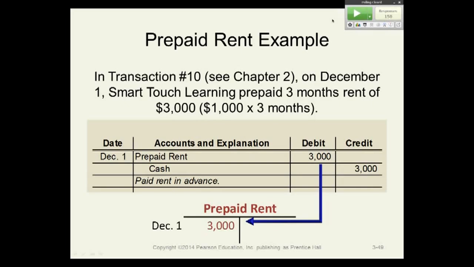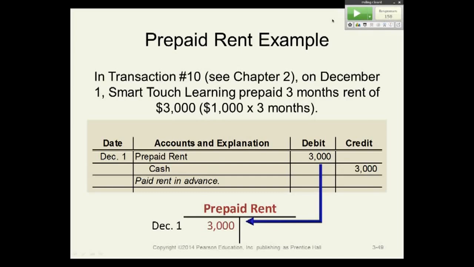But here's the problem for us with the time period assumption and matching and everything else. We have to have what we call a cutoff, and we have to cut the period. Let's say they paid this in December 2013, and that's January and February 2014. So the problem for us is that we have to come up with a clean cutoff with respect to that prepaid rent.